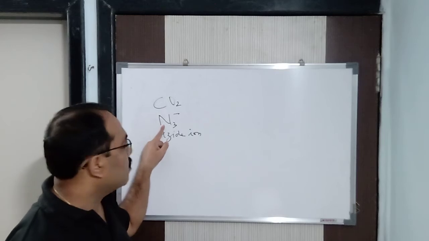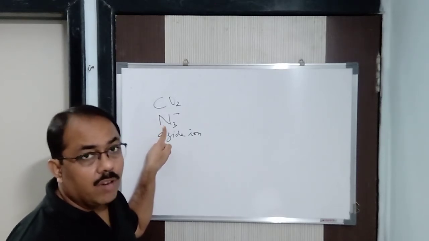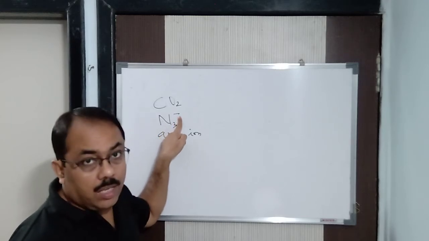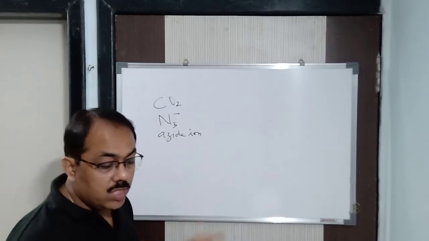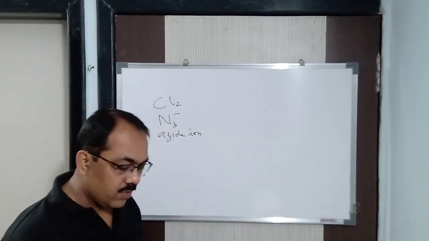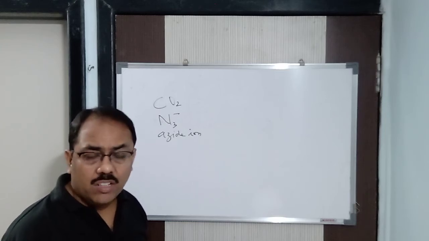Here N3 minus, nitrogen has 7, 7 times 3 is 21, plus 1, so it is 22. So it has 22 electrons. So these two have the same number of electrons. In this way, they have the same number of electrons.